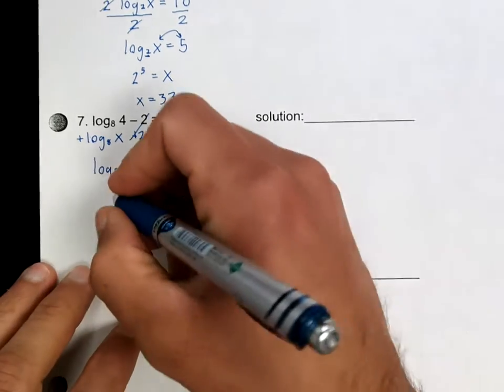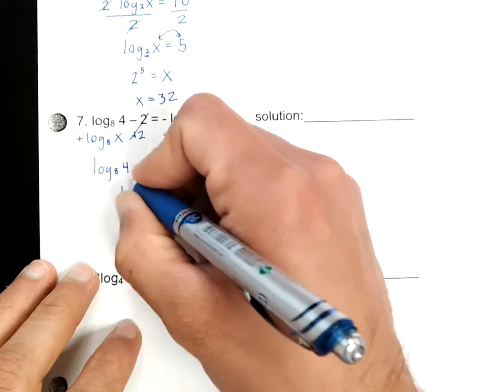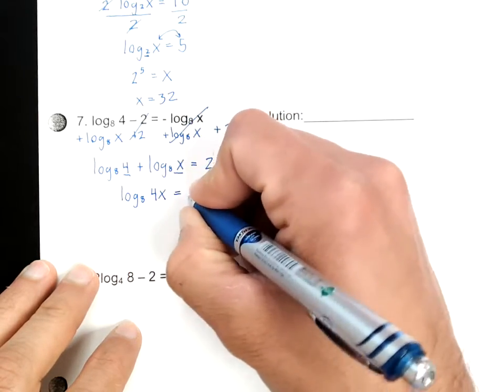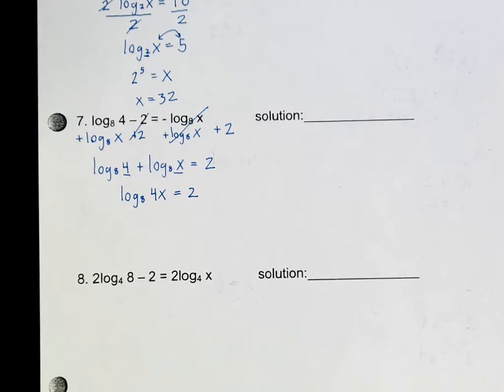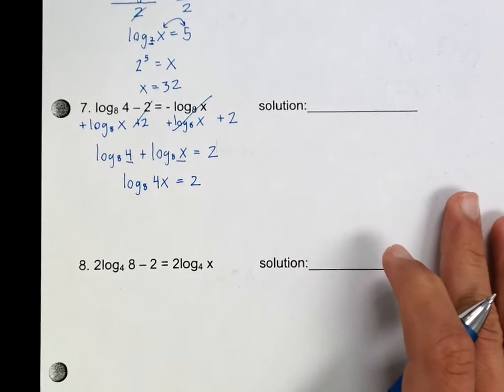Do you remember? I heard a whisper of multiply. Right. We're going to multiply that 4 and that x together. So we have log base 8 of 4x is equal to 2. All right, so now we're relying on those laws that we learned yesterday, the laws of logarithms. And now that I have one logarithm and one number, I can actually solve this.